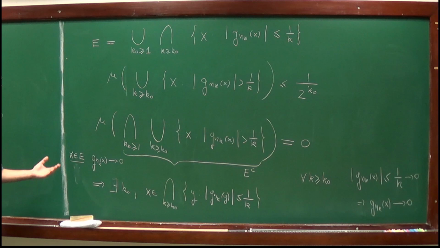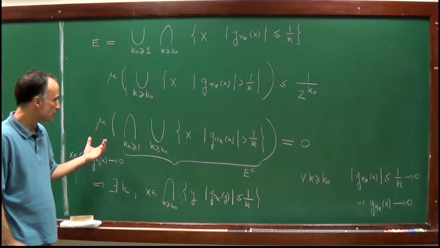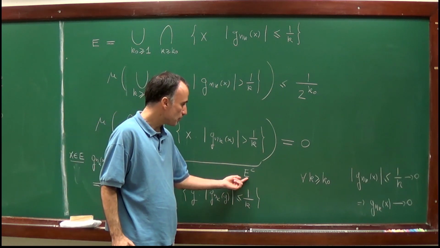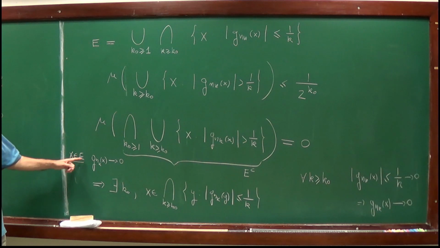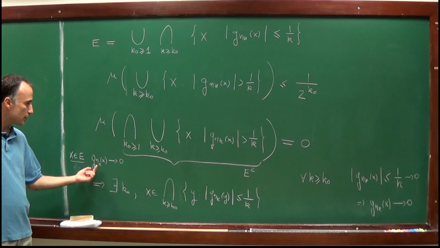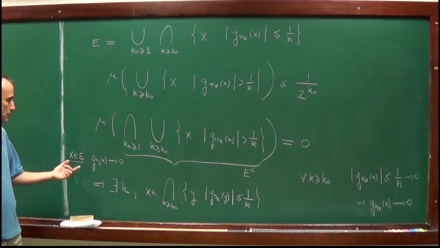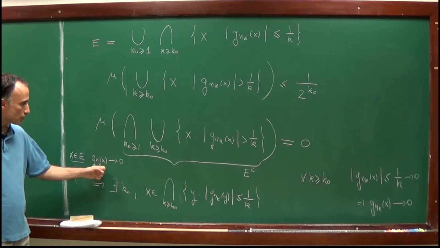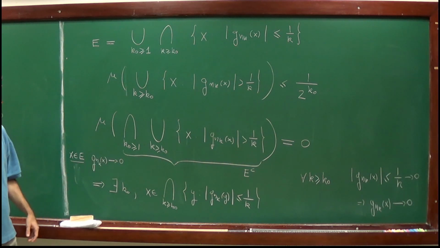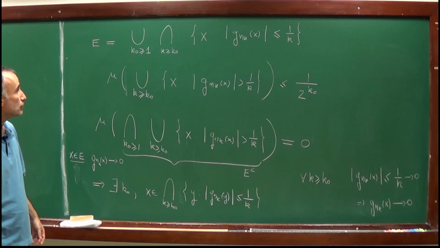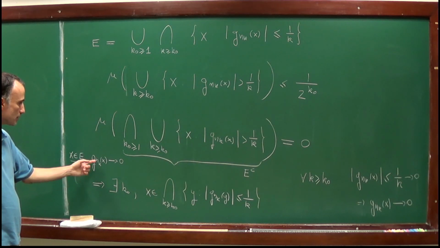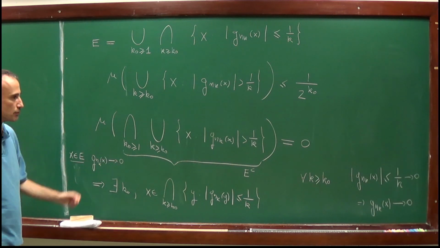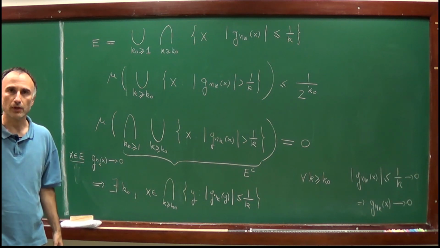So we proved the existence of the set E, which has two properties. On the one hand, the measure of the complement of E is 0. And on the other hand, for any point x in E, the sequence g_{n_k}(x) converges to 0. This means that g_{n_k} converges to 0 almost surely. And this is exactly what we wanted to prove. We proved the existence of the subsequence g_{n_k} which converges to 0 almost surely, and this proves the lemma.